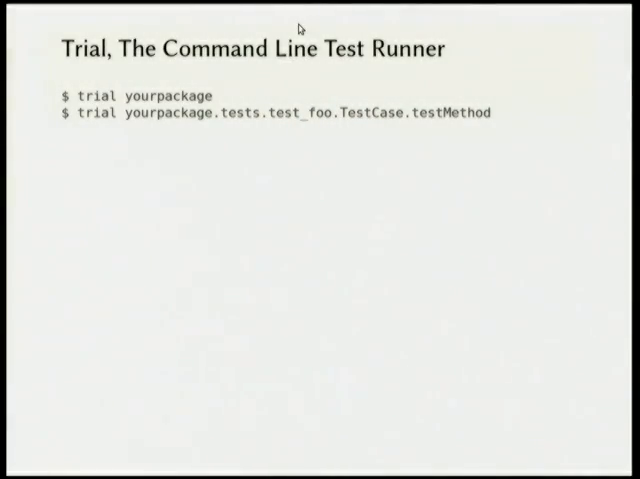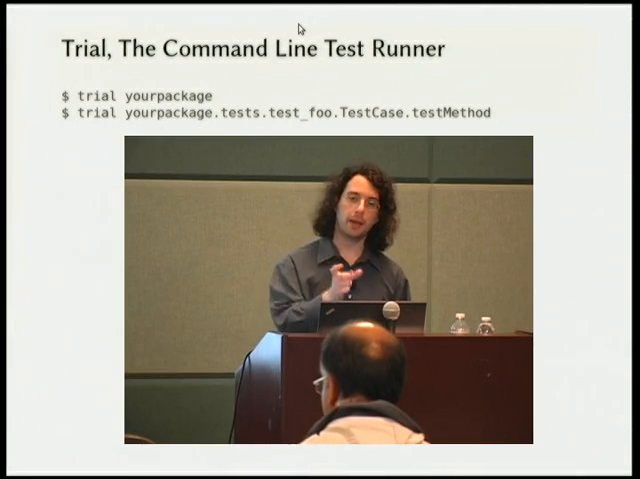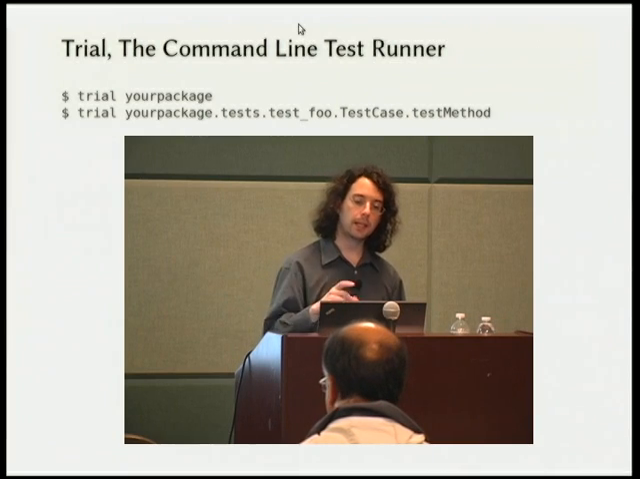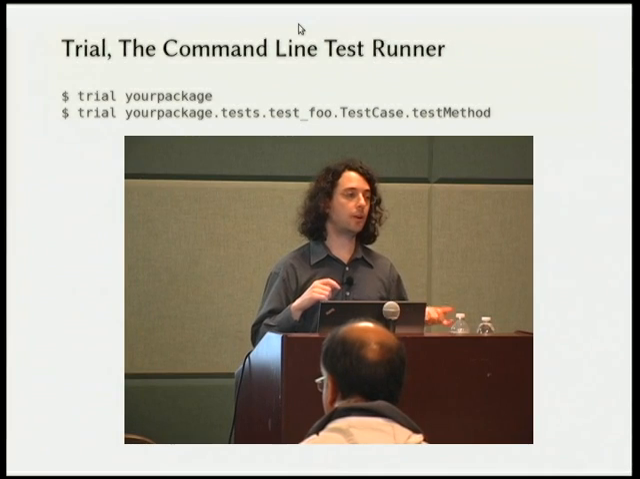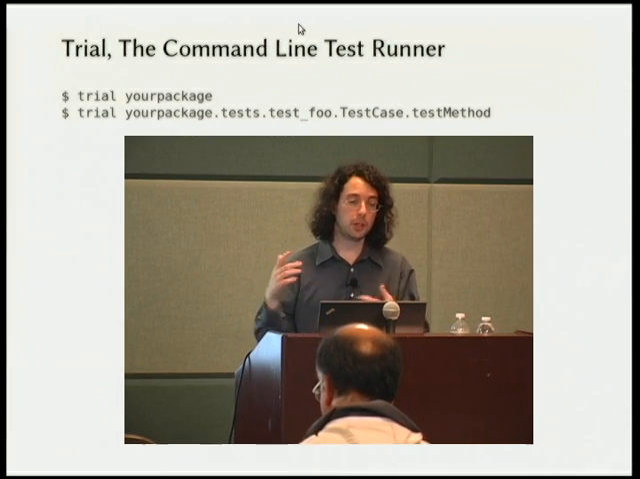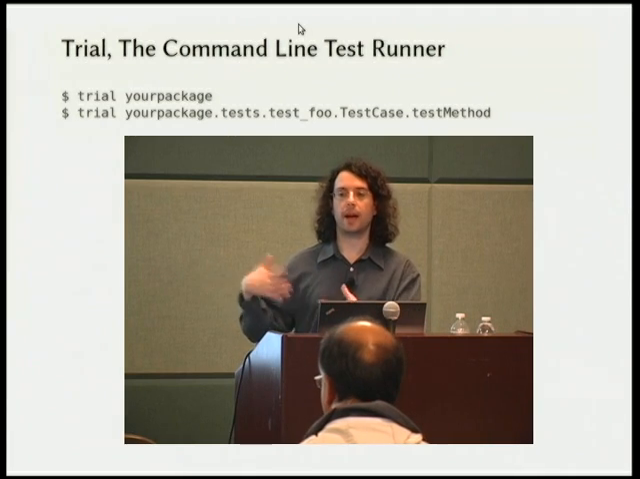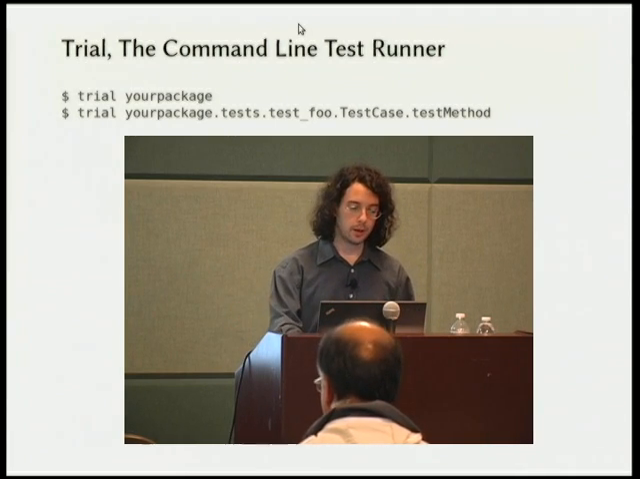Twisted has a test runner called trial. You can give it the name of a package or a module, or you can do a full path to my package.mymodule.myclass.mymethod, and we'll do that specific test. I recommend doing that when you're doing the actual lab. But you can say, run all the tests in my package. It'll find them and run them for you.